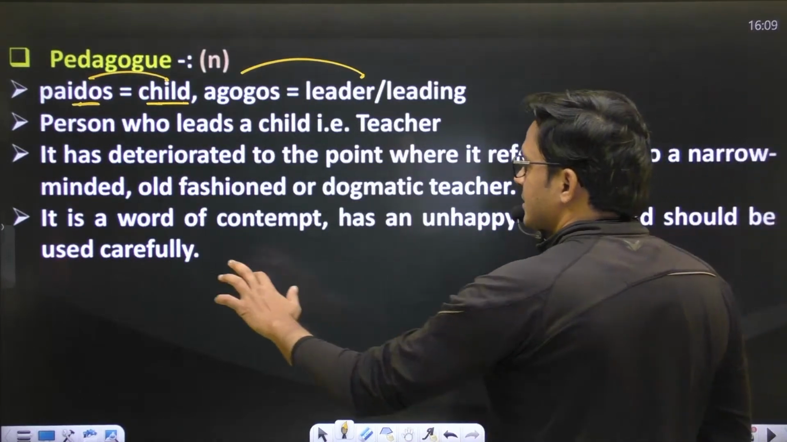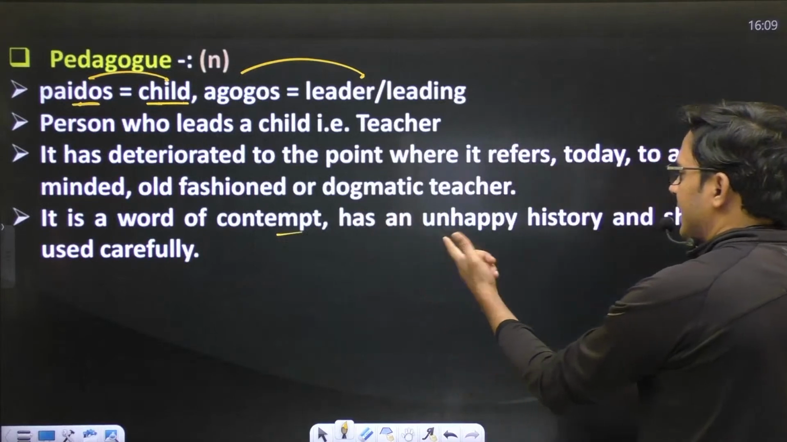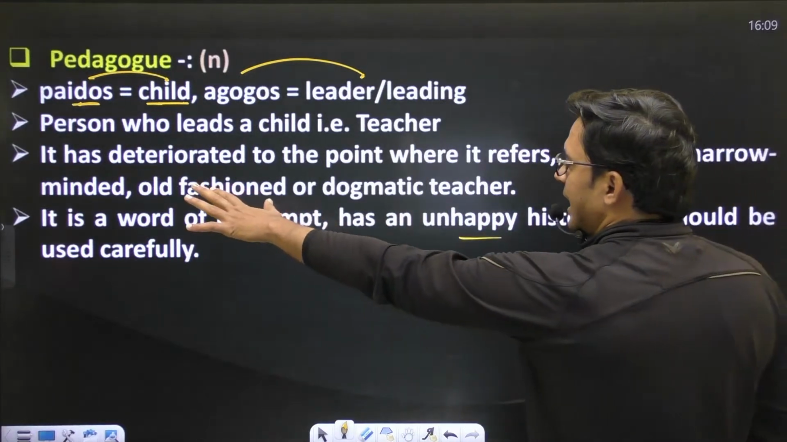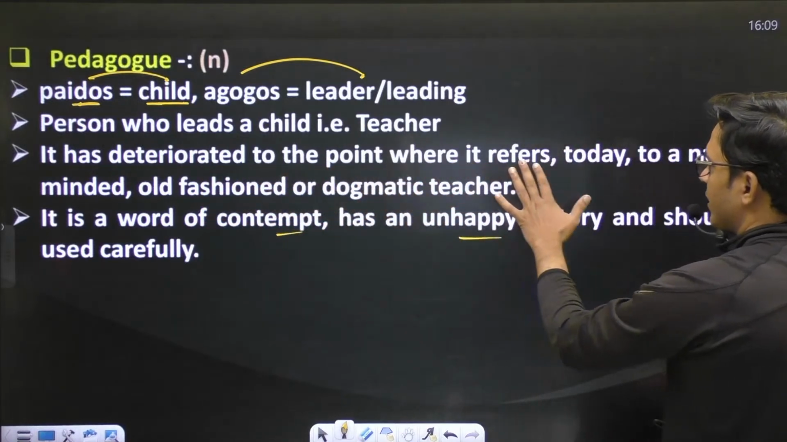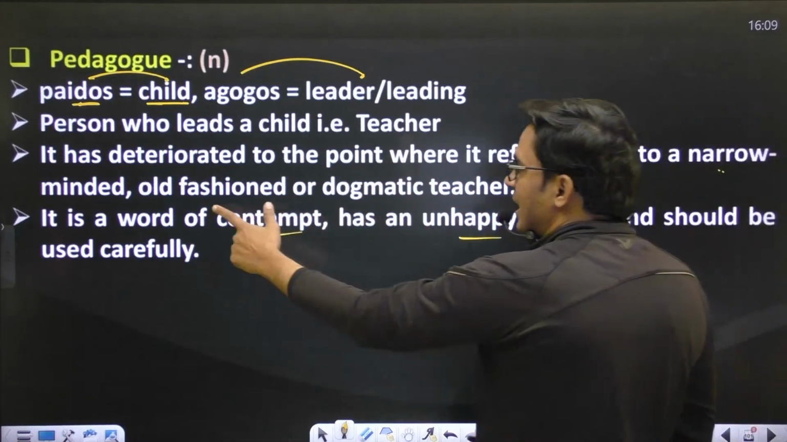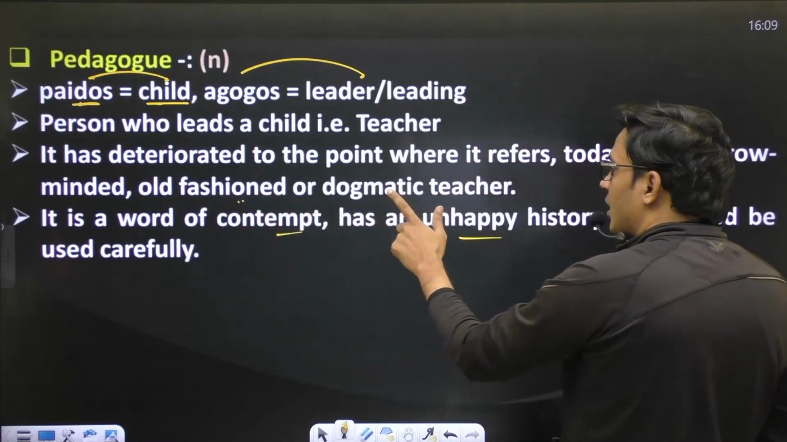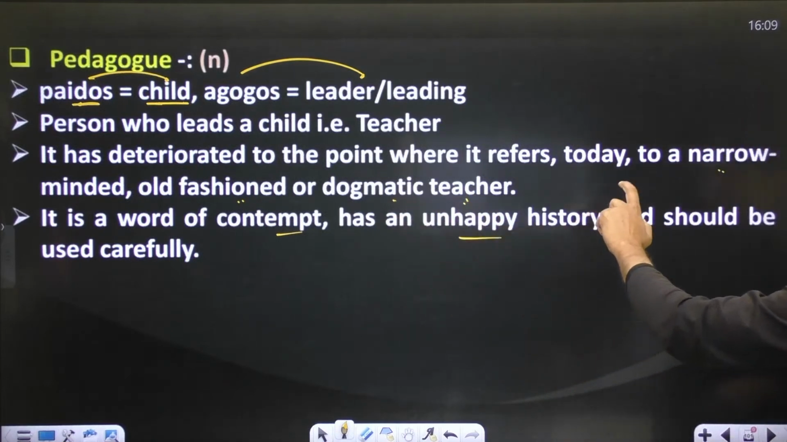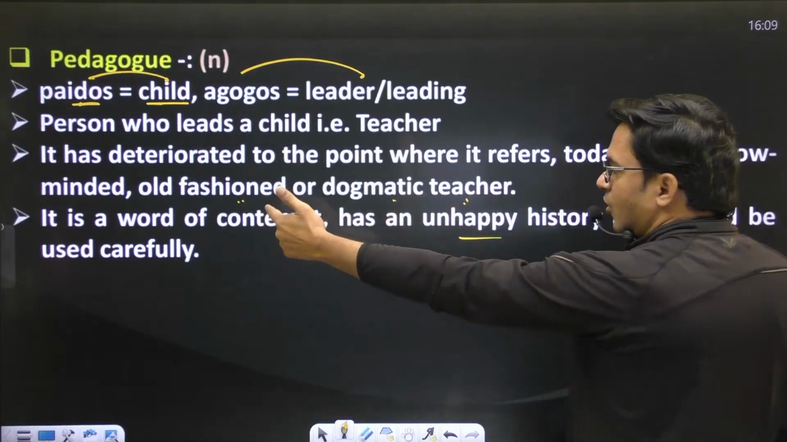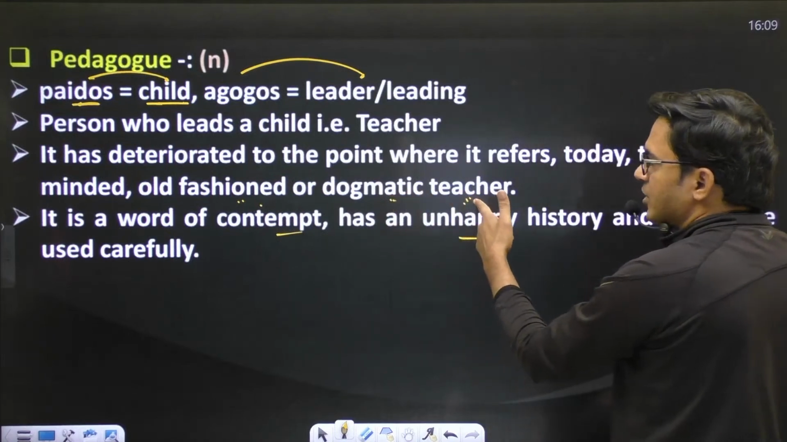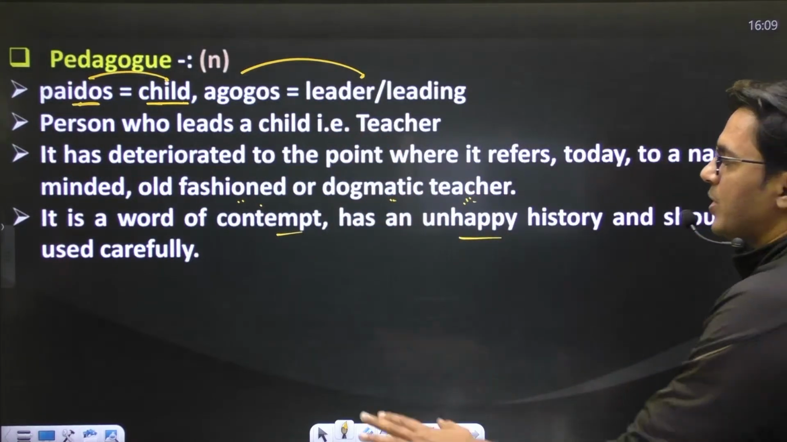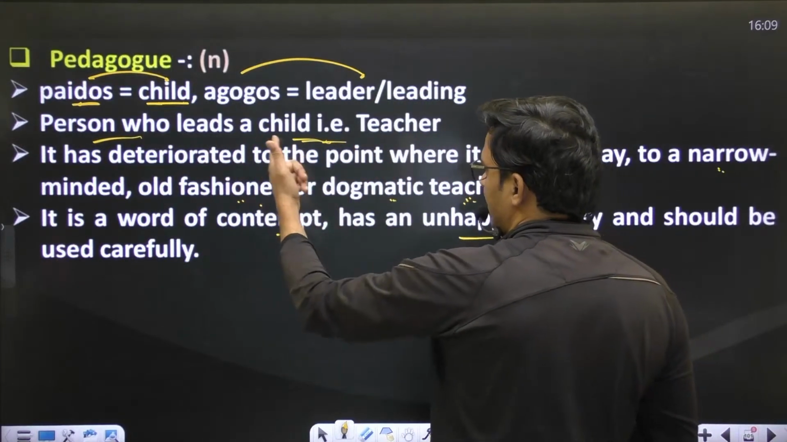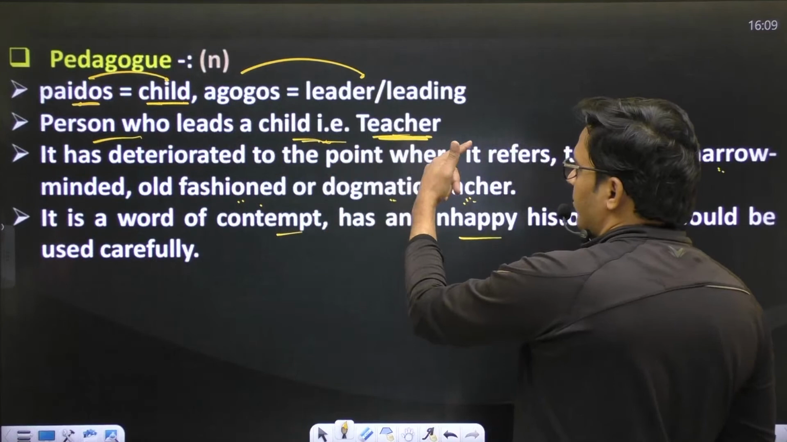Okay, next one is a word of contempt, has an unhappy history, and should be used carefully. It has deteriorated to the point where it refers today to a narrow minded, old fashioned, or dogmatic teacher, right? As I said, a narrow minded, old fashioned, or dogmatic teacher is called what? Pedagogue. A person who leads a child, or he will be like a teacher.